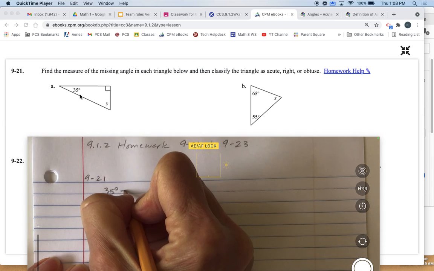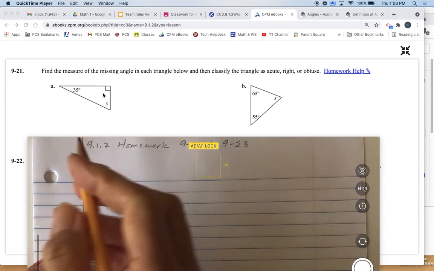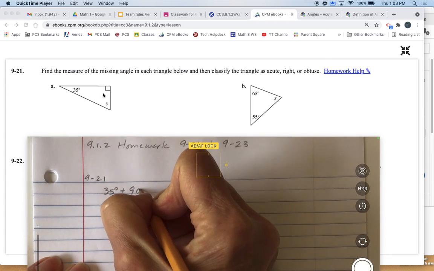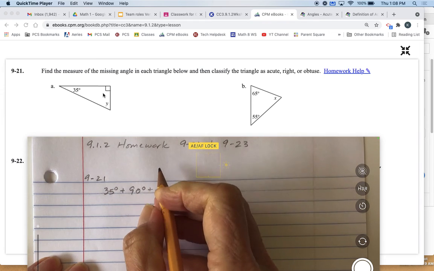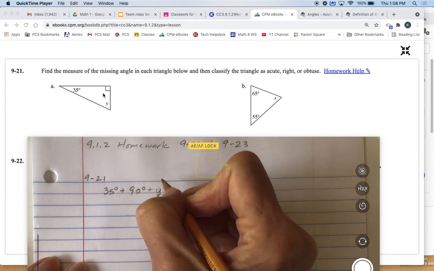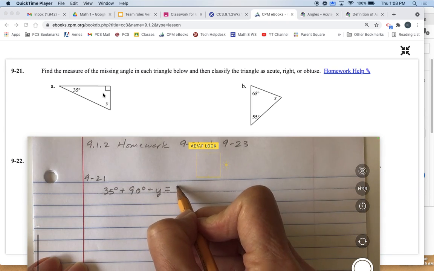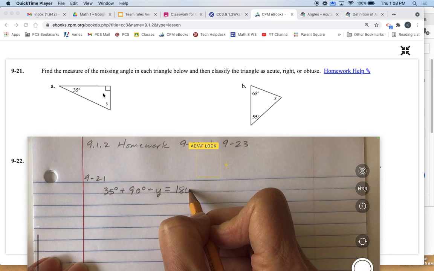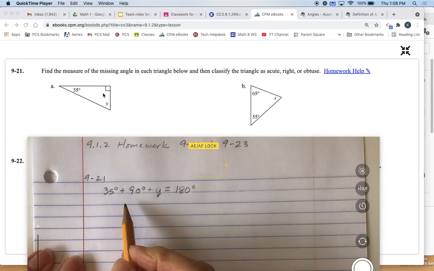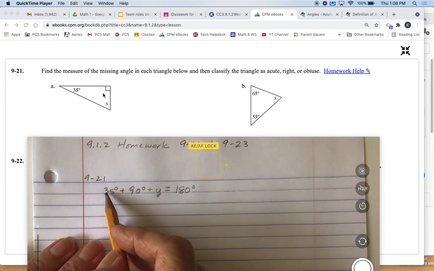35 degrees plus we've got an angle which we know is a right triangle. So that is going to be 90 degrees. And then the last angle, we don't know the measure of it. We'll just call it y. But we know that when we add up all three angles, they are equal to 180 degrees. Okay, so now we just need to use our equation solving skills to solve for y.